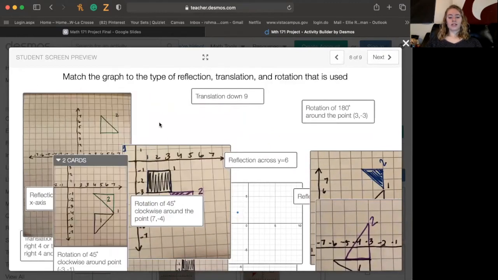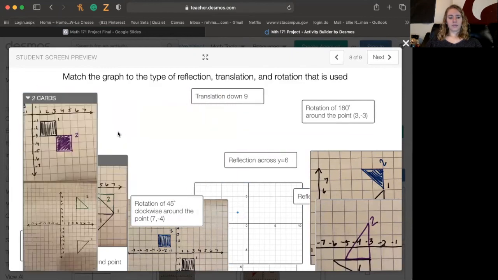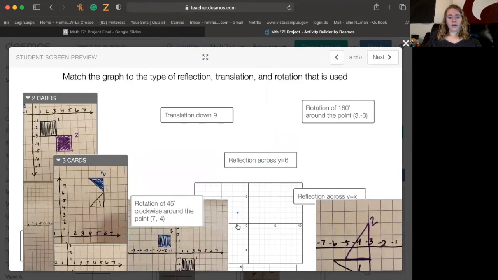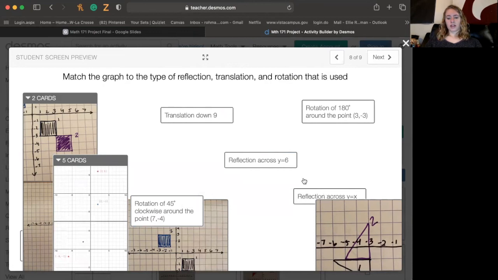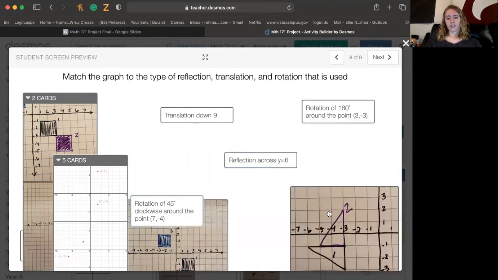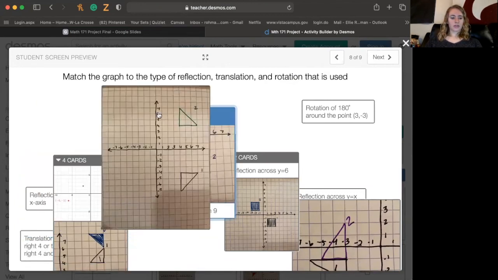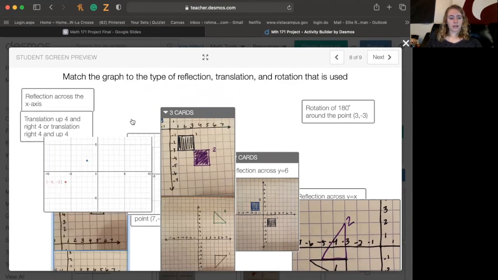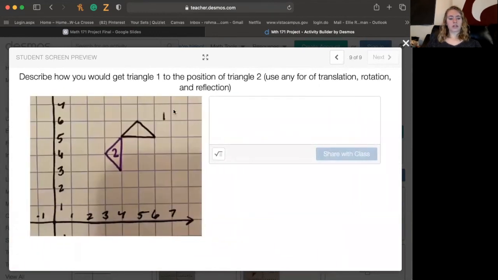This one has a lot going on, but basically you have lots of different graphs, and then there are how these points have changed. And so you would connect them based off of how they were rotated, reflected, or anything like that. There are about 8 or so cards for matching and 8 descriptions. And then here's the hardest one that I thought of: describe how you get triangle 1.